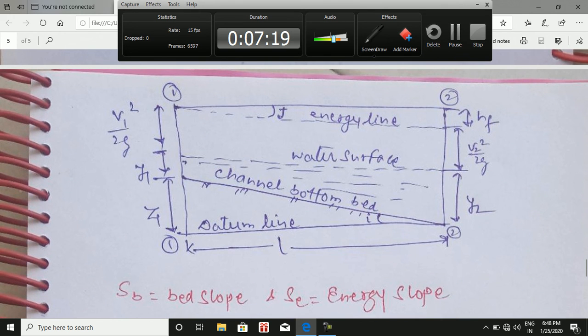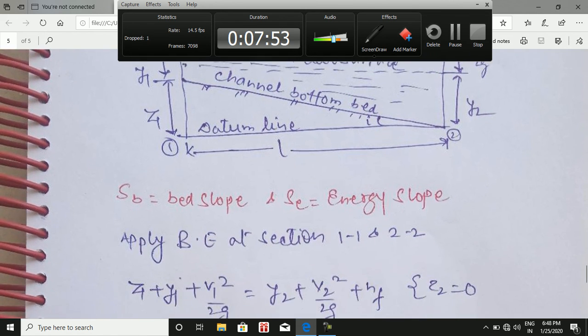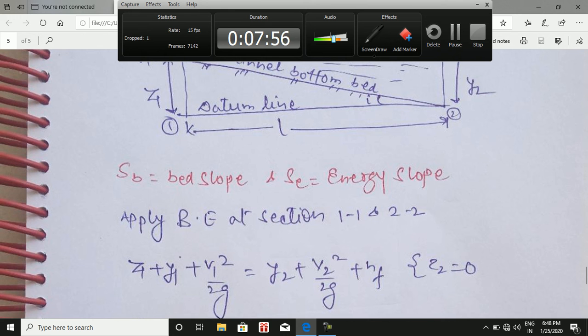Now come to the figure. This is the figure in which the bottom line is shown, and from section 1 to section 2, that is the length L, is a channel bed which is inclined at angle i, and the energy line which is inclined at angle j because of the energy loss hf. So at section 1, the bottom is Z1, velocity head is V1 square upon 2G, and pressure head is y1. Similarly, at section 2, bottom head Z2 is equal to 0, pressure head y2, velocity head V2 square upon 2G, and head loss hf. So we will mention here SB as bed slope and SE as energy slope.